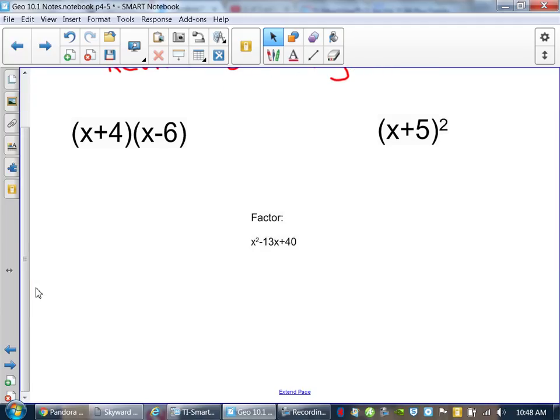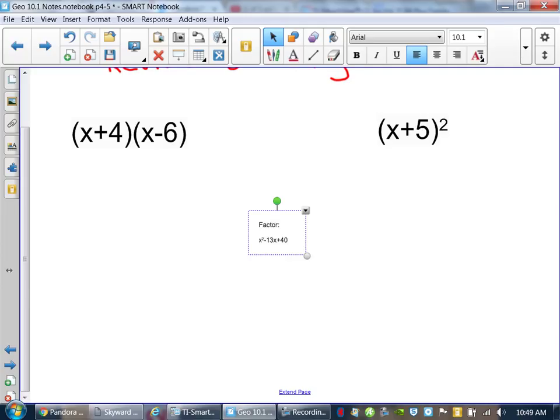Quick review of algebra. You will also have quite a bit of these things to worry about. When you have binomials multiplying together, x plus 4 times x minus 6, you have to do what? FOIL, distributing. You're thinking factoring is going backwards. We'll come to that one later.